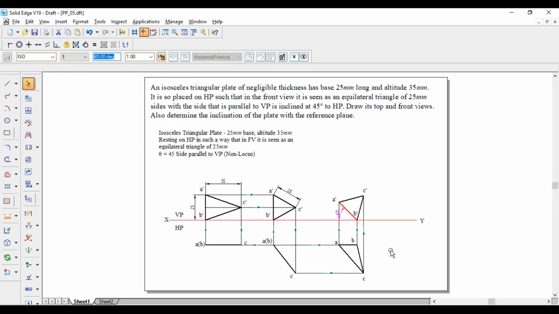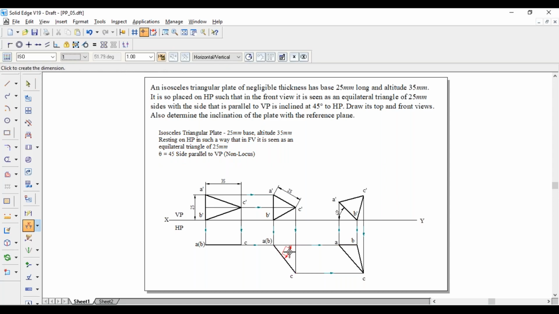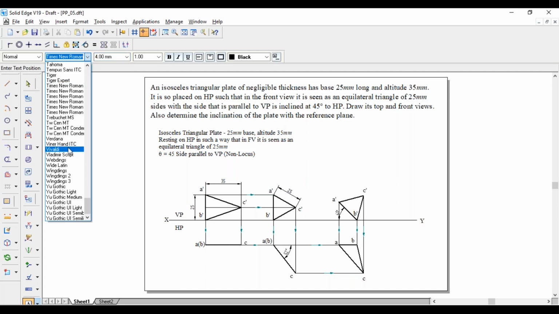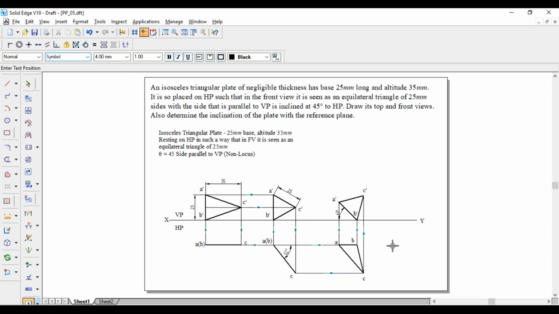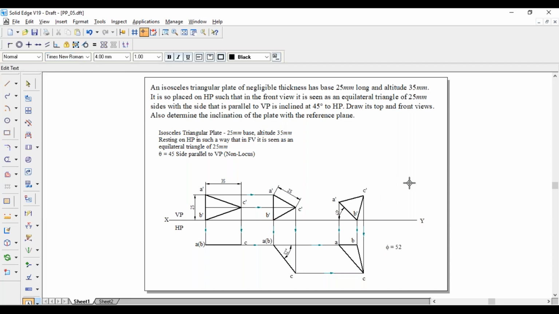So apart from this one, he has also determined the inclination of the plate with the reference plane. So we already know the theta. What we don't know is phi. This angle we don't know. We have to measure this one. So the angle of this one is 52 degree. That is phi is equal to 52 degree. So we have to mention that one. So symbol phi is equal to 52 degrees. This completes the solution.